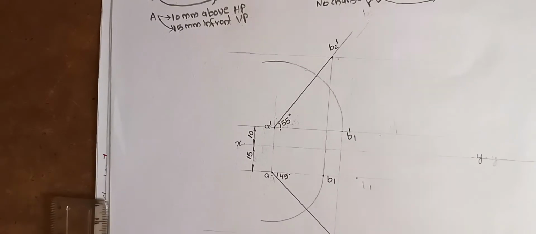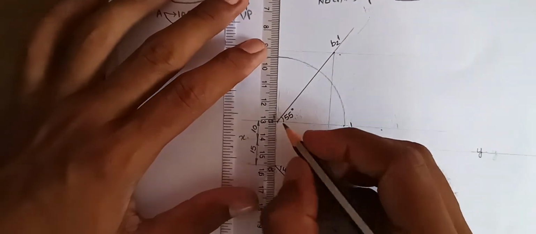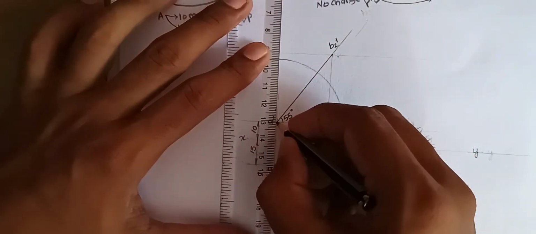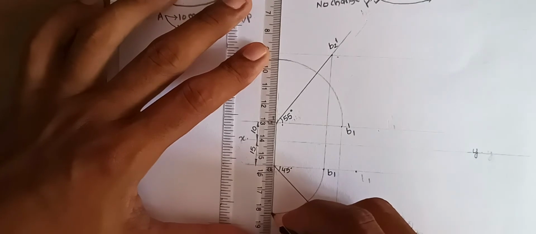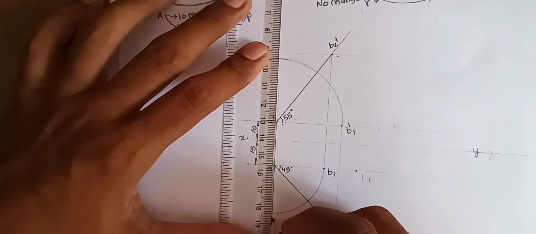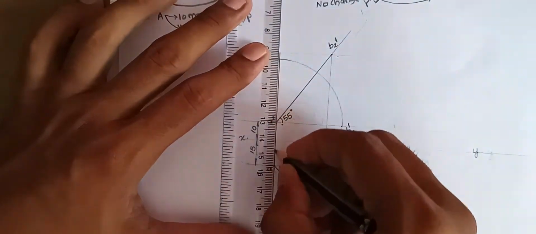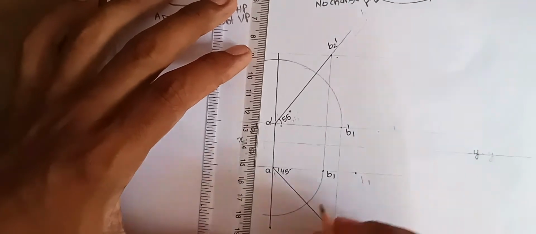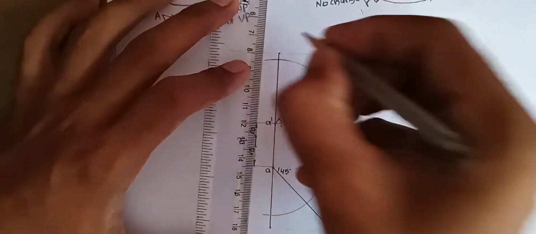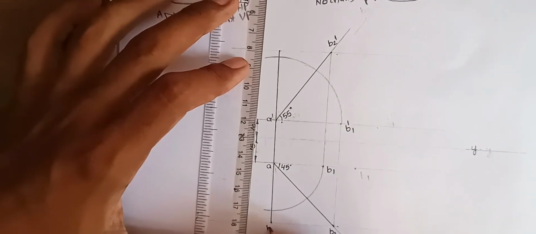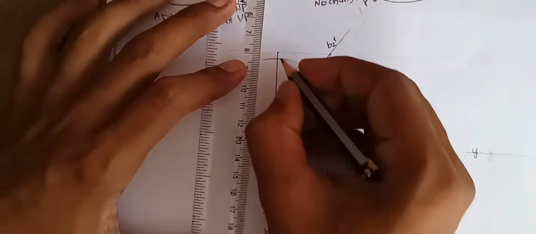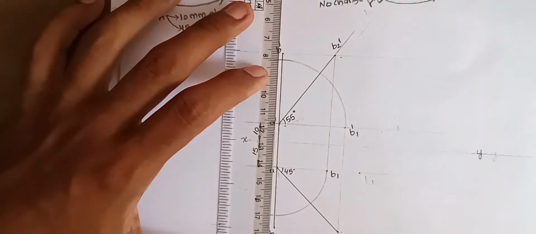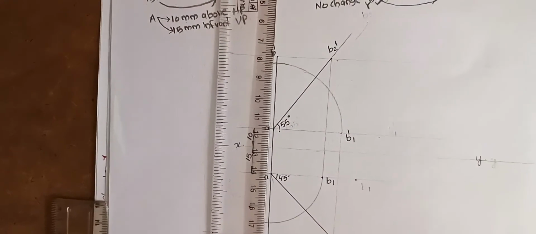Okay, students, now I am going to join them using the mini drafter scale. It is not feasible for me to use the mini drafter scale here, so try to use it by joining from those points. It must be a light line, students. I may try to join them using the pen so that you are able to see it properly. That one is B dash, that one is B.